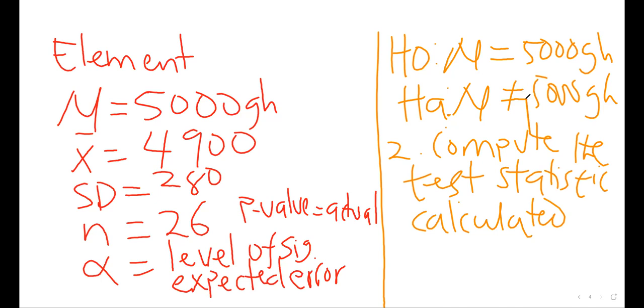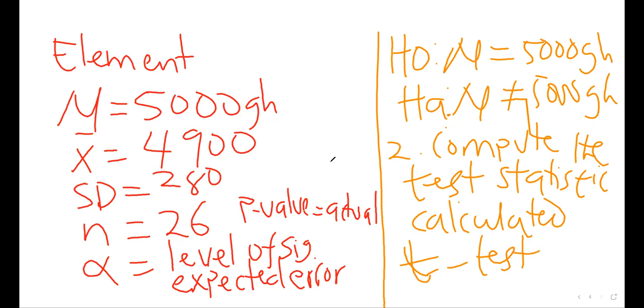Which test statistic are we using? There are several test statistics. We have the W test, the Z test, the U test, the T test, the S test, the Chi test, the F test, and so forth. There are several of these tests for you to select from. But the one usable for this is known as the T test. So we'll be dealing with the T test.